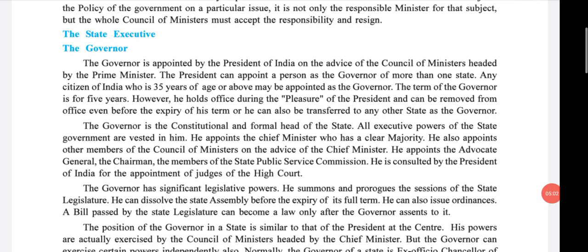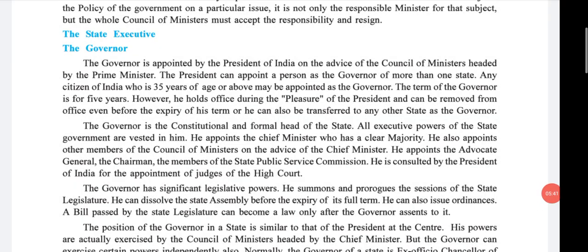We are going to start this topic, the governor. The governor is appointed by the President of India on the advice of the Council of Ministers headed by the Prime Minister. That means the President of India appoints our governor with the advice of the Council of Ministers headed by the Prime Minister. The President can appoint a person as the governor of more than one state.